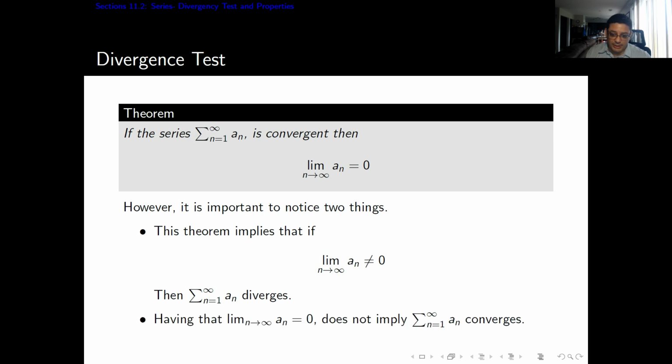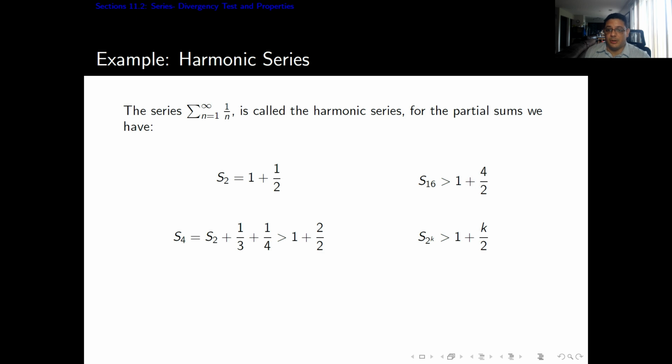However, having the limit when n goes to infinity of an being 0 is not enough to imply that the series converges. And that's going to be the case of the harmonic series. With the harmonic series, the series from n equals 1 to infinity of 1 over n, when we check the partial sums, we're going to see that the partial sums are always bigger than a certain amount. So for example, s of 2 is equal to 1 plus 1 half. And when we start checking bigger partial sums, for example s of 4, we have that it is bigger than 1 plus 2 over 2. S of 16 is bigger than 1 plus 4 over 2.